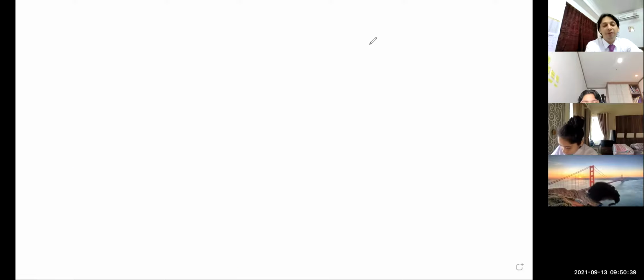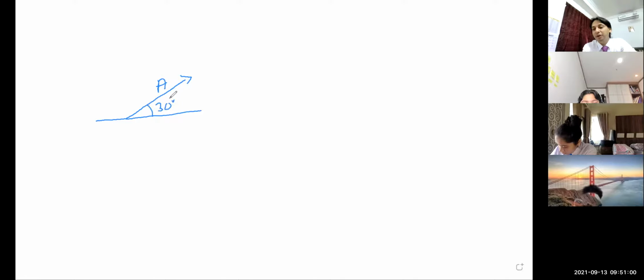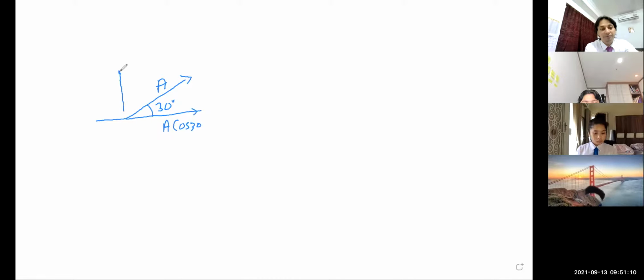Now, children, one more thing in this topic I want to tell you, the easiest way, whenever you find, suppose this vector A is given, and you have to resolve it, and suppose this angle theta is 30 degree. How will you resolve this? You can write here, this will be A cos 30 degree along the x direction, and A sine theta, theta is how much? 30 degree along the y direction. So this is the way to resolve a vector into two rectangular components.